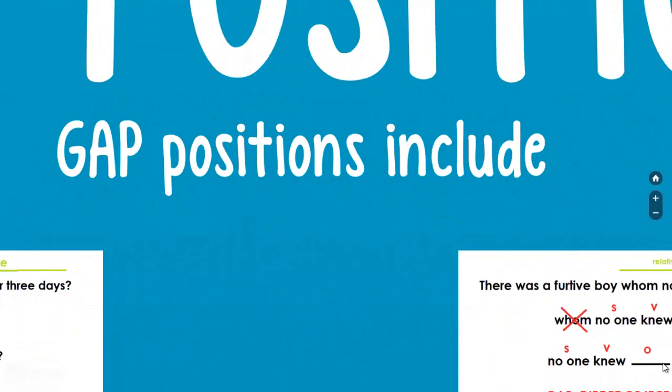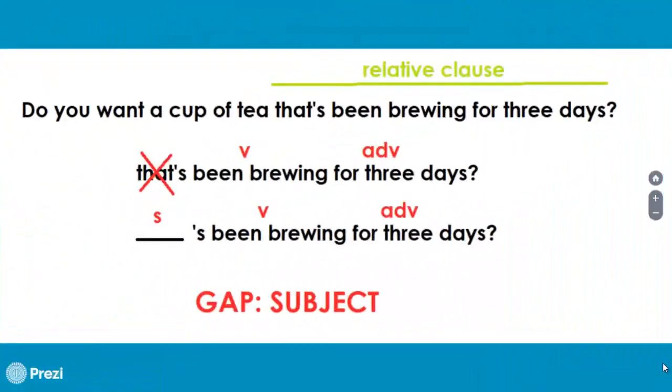In this first example, our relative clause that's been brewing for 3 days is modifying our head noun, which is tea. Remember that in order to find the gap position, we need to think of the relative clause alone, removing the relativizer. Please check that in the following case, we have removed that, which is in this case our relativizer, and what we have is a verb, which is the contraction of has plus been plus brewing, and an adverb. What do we need there?